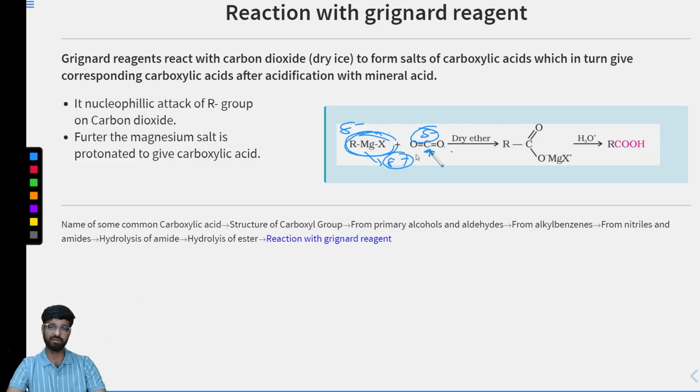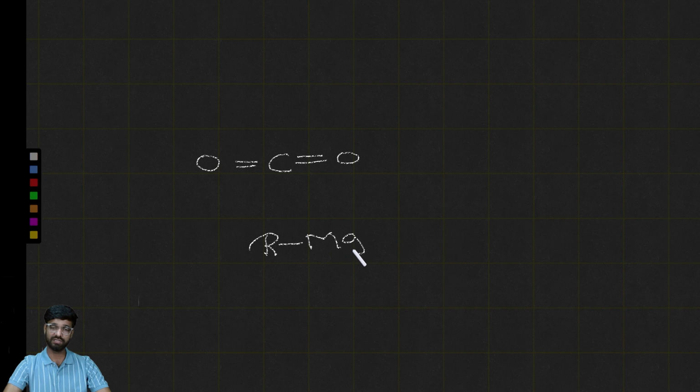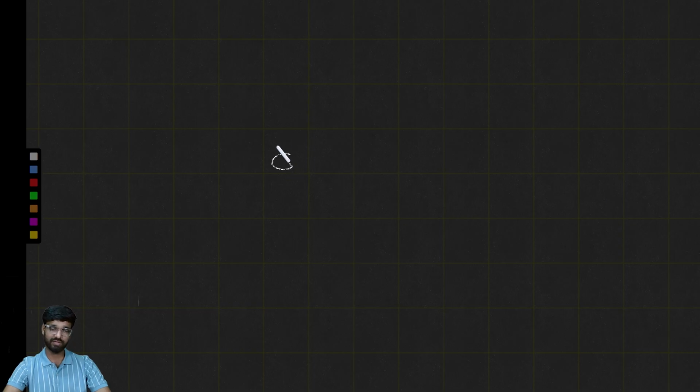It will attack on this center and the double bond will go on this oxygen to create this thing. So let me show it to you. It happens in this fashion. We have a CO2. We have RMgX. First of all, this lone pair will chelate with your MgX. So it will look like this now.